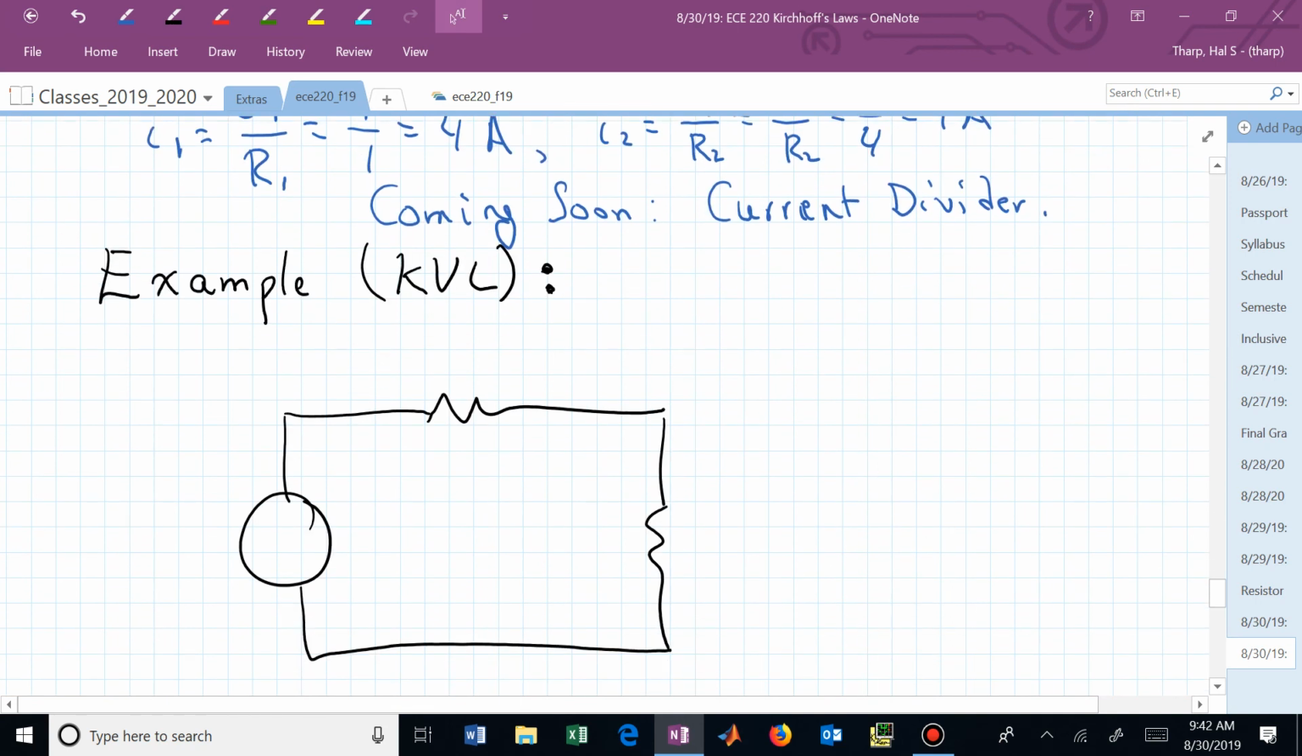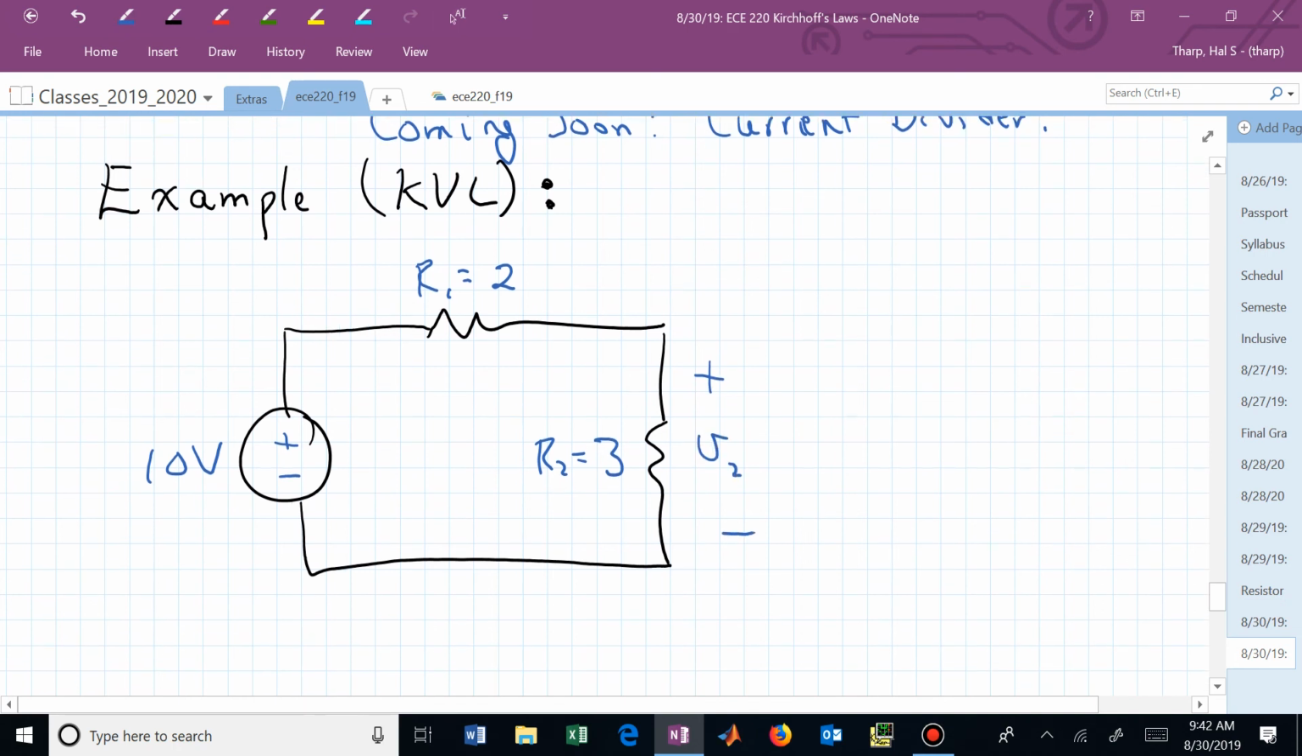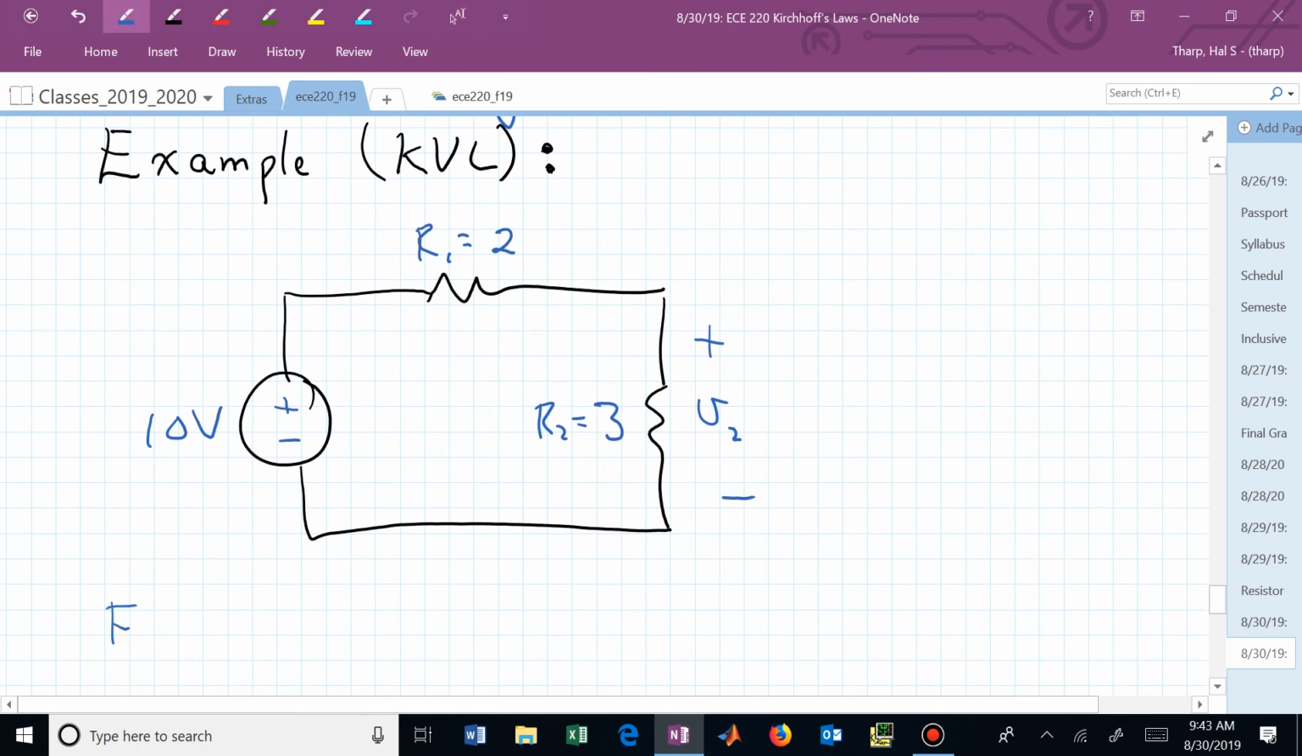Let's work a KVL example. Suppose this one now is a voltage. R1 is equal to 2, and R sub 2 is equal to 3. I want you to find V sub 2. And this is our proverbial quiz. I'm not collecting it, but it's to help you get ready for the exams.